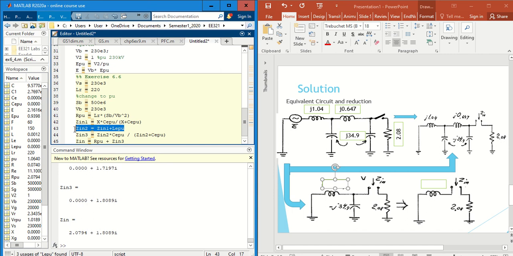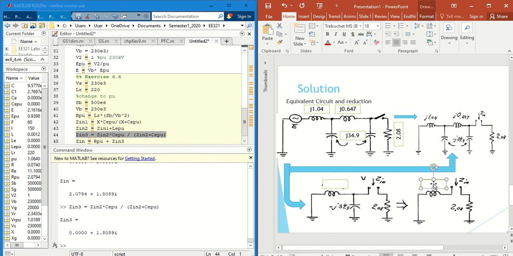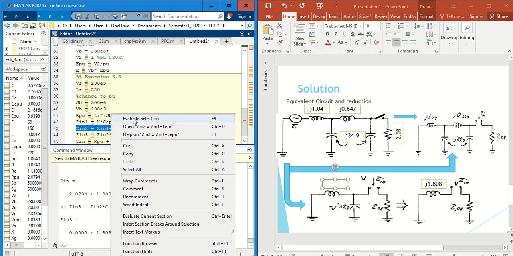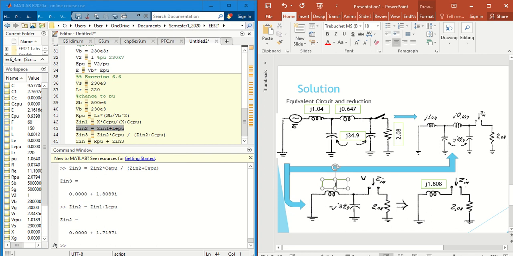So first we can say this is 1 point, okay, J 1.808, and this here is 1.71, J 1.7, sorry, J 1.71. Okay.